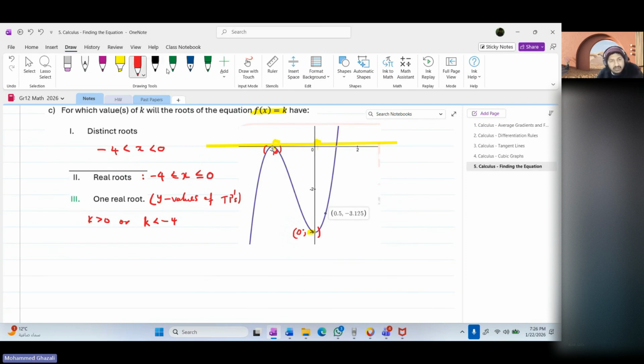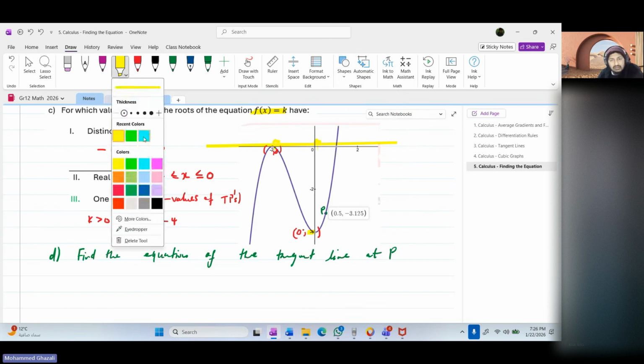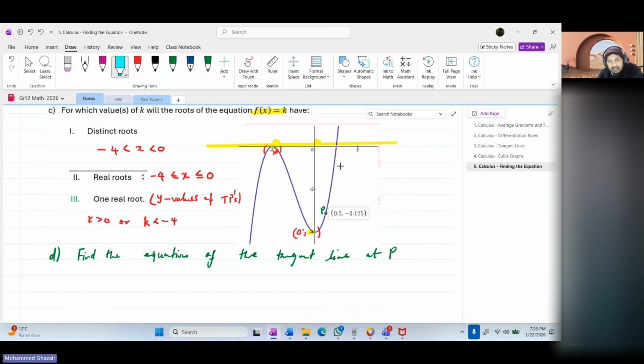Anyways, part D, there's one more question here. Find the equation of the tangent line at point P. Let's call this point P. Find the equation of the tangent line at P. So we try to find the equation of this line here. I'm going to draw it for you. Let's take a different color. We're trying to find the equation of that tangent line there. And it's very simple because this coordinate is given.